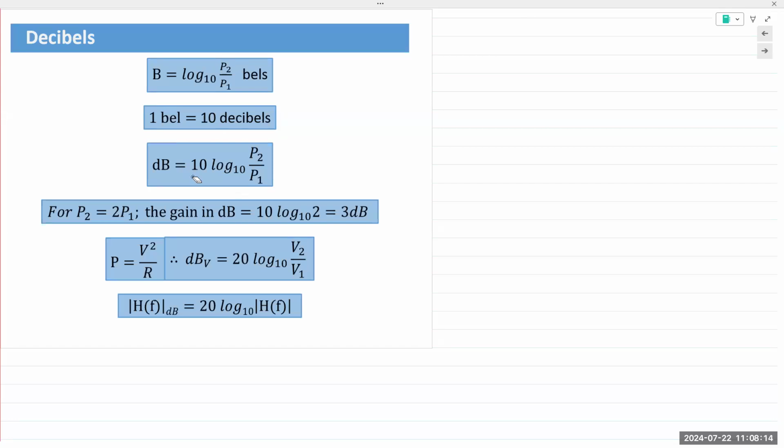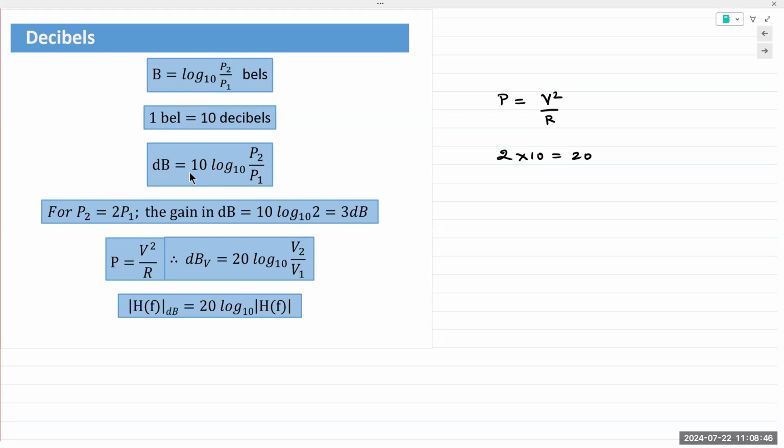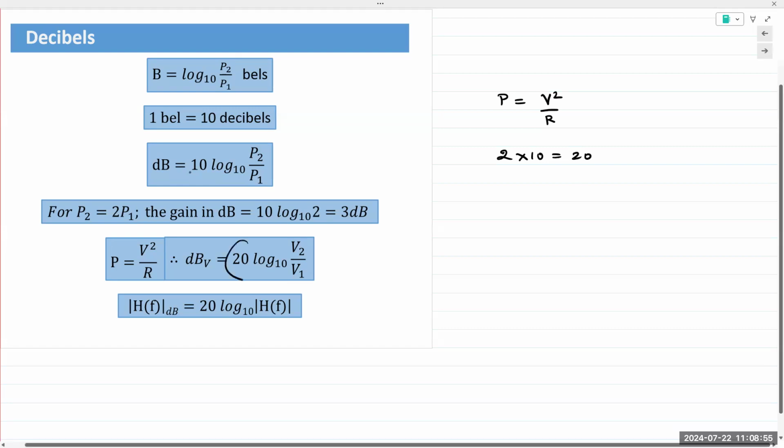Now, Bode plots, what they did was, if you take a look here, power, what is the equation for power? Power is V squared over R. So when you take the log, what happens? 2 times 10, 2 times 10 equals 20. So if you take the ratio of voltages versus the ratio of powers, that's what happens. For a filter circuit, we talk in terms of V in and V out. So if you take the ratio of powers, it is 10 log. When you take the ratio of voltages, it is 20 log.